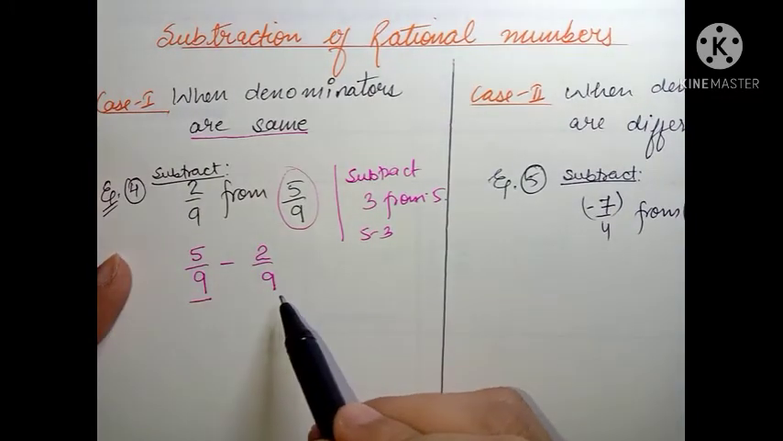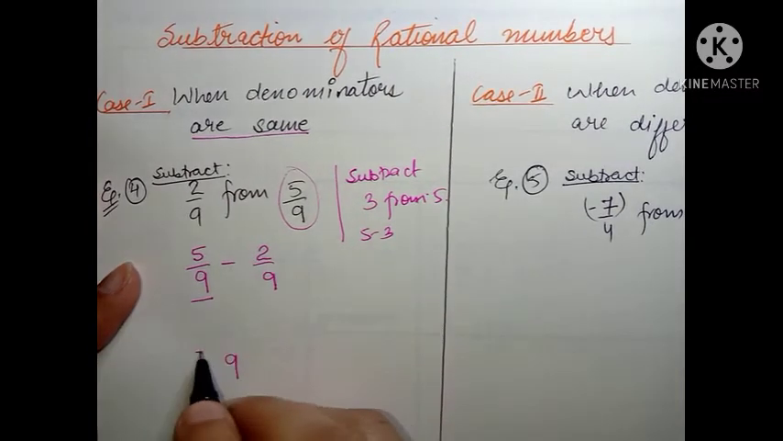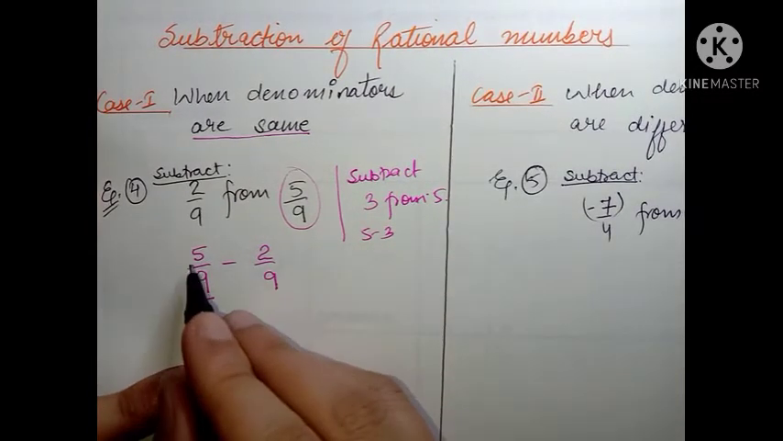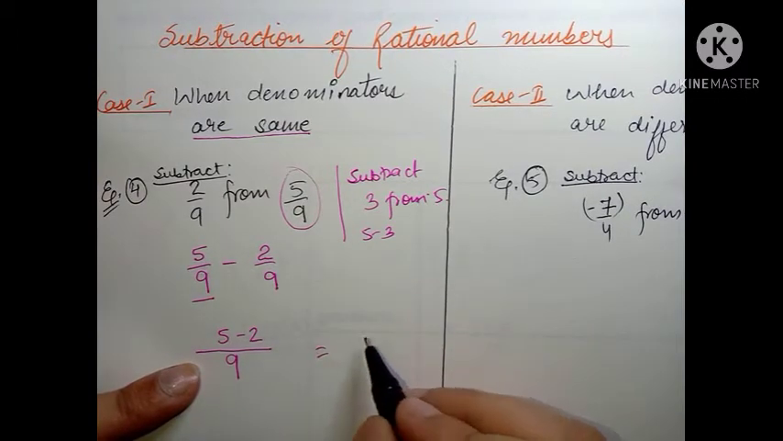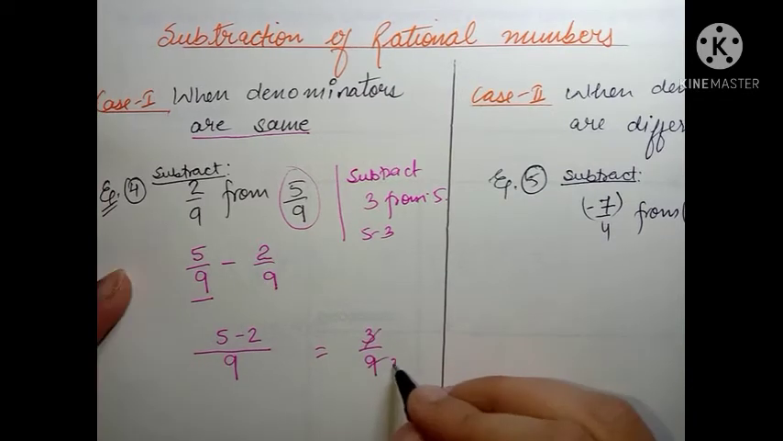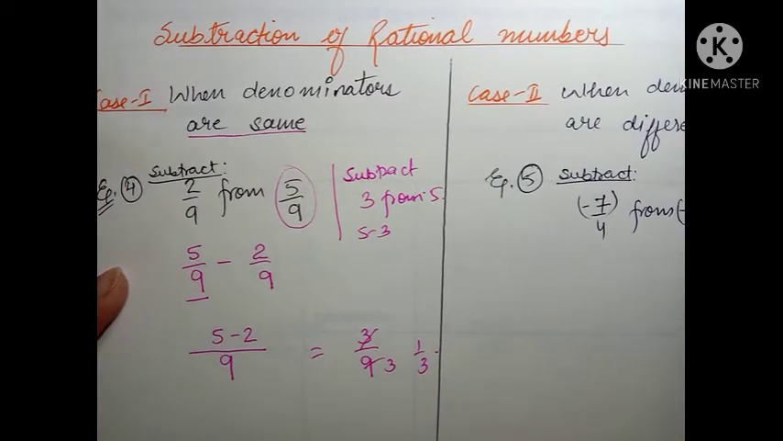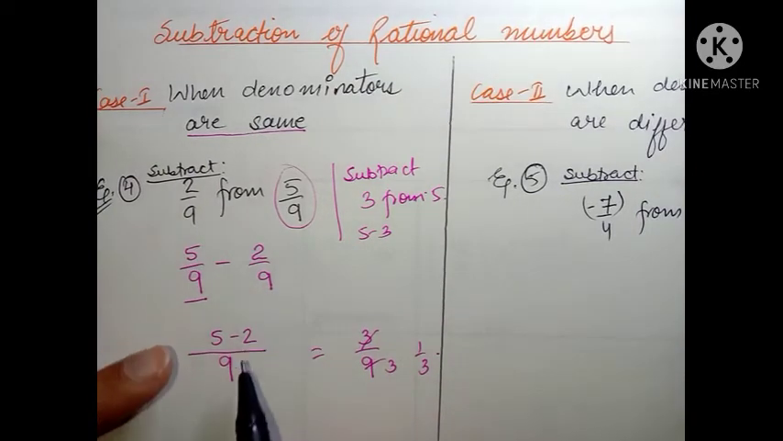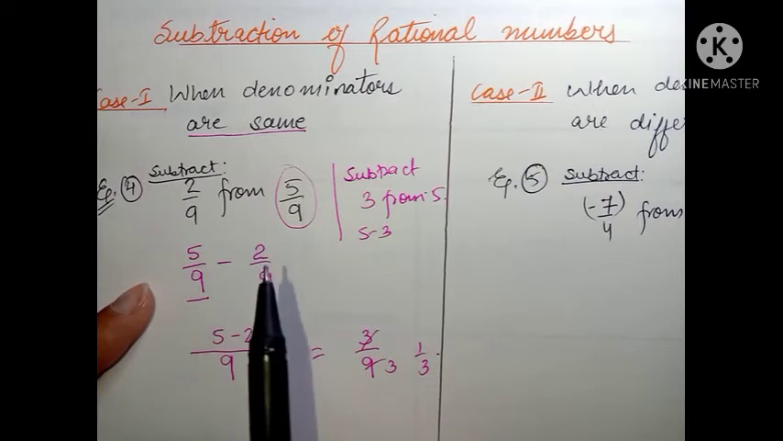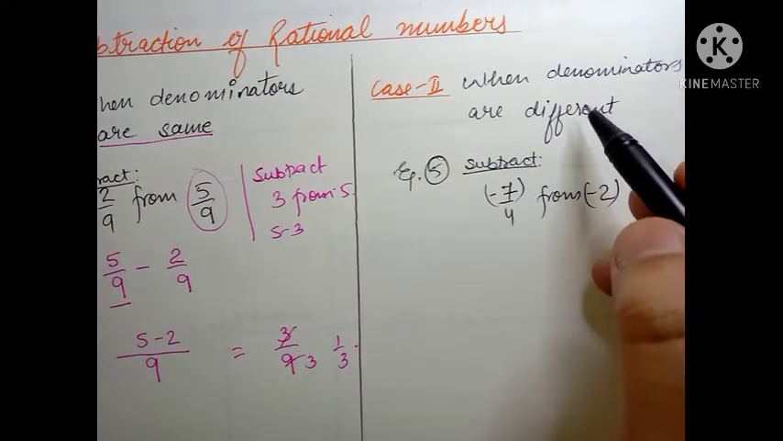Denominators are same. Okay, so what you have to do is take the denominator, write the denominator below and subtract the numerators. That's it. So here you get 3 over 9. We can write it as 1 upon 3. This is our answer and this is the method: write the common denominator below and subtract the numerators. Now let's discuss the second case when denominators will be different.